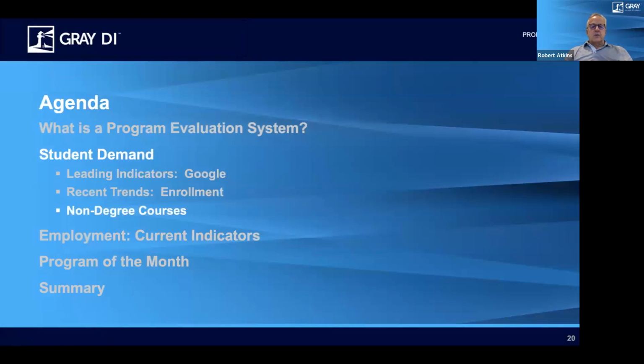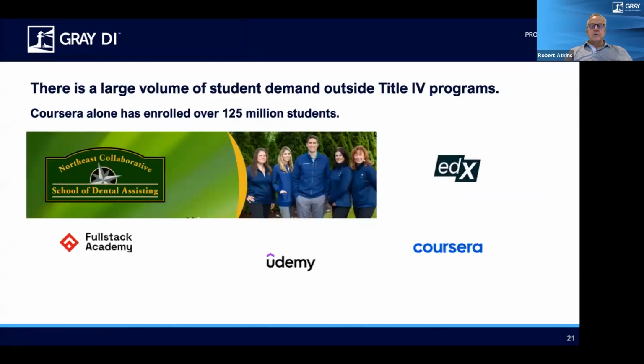Now let's take a look at non-degree courses. There are a lot of programs, courses, and students who sit outside the traditional higher education market and, importantly, outside of its reporting systems like IPEDS. These are all people who don't take Title IV funding, whether that's edX, Coursera, or Full Stack Academy. Since they don't take Title IV, they don't have to report. And of course, since they don't have to, they generally don't.